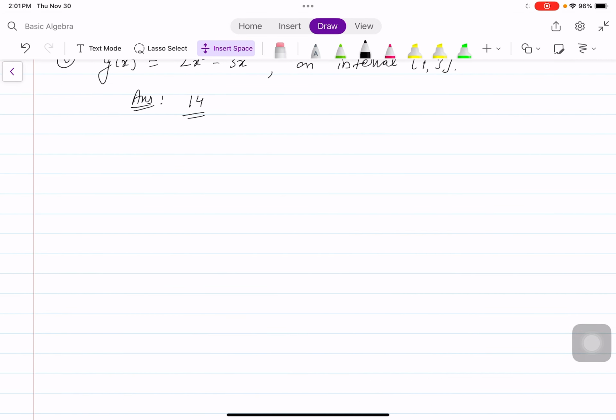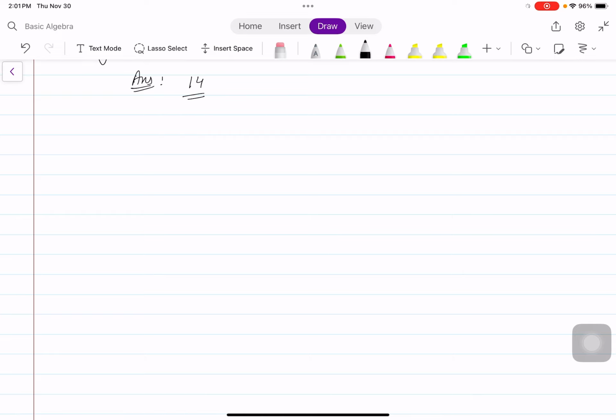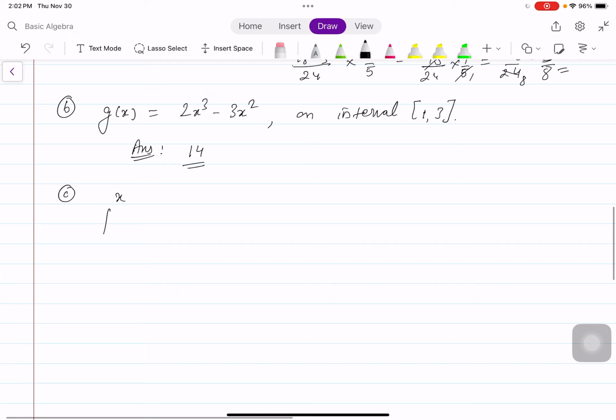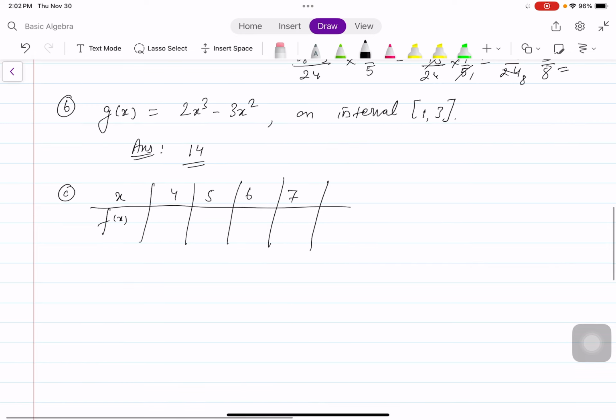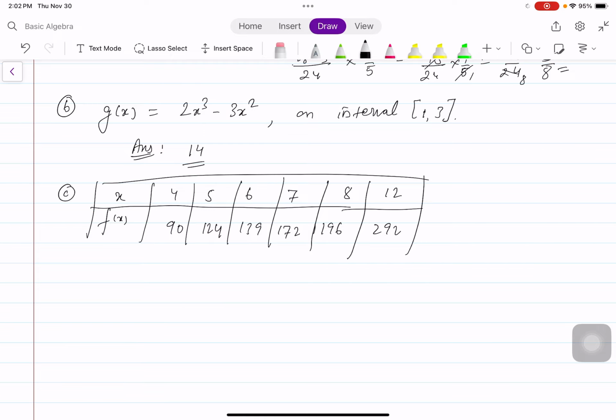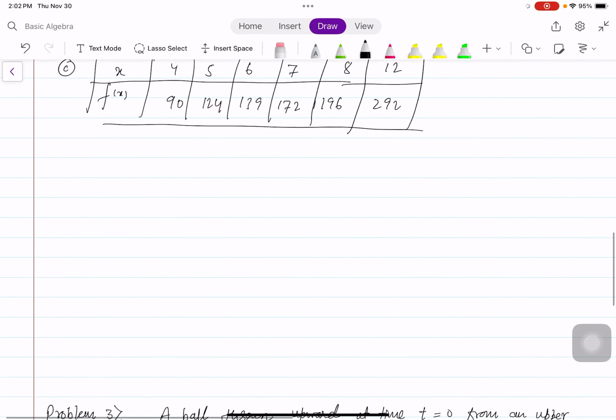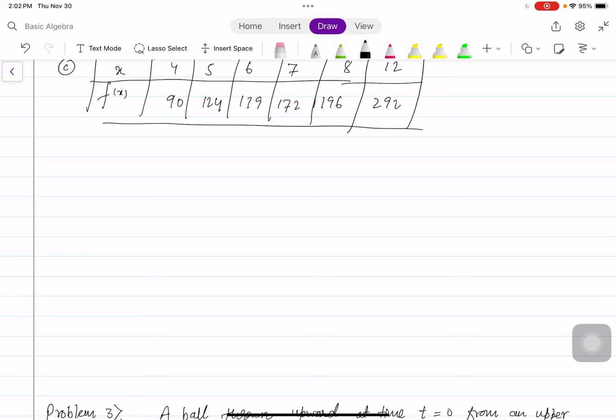Another type of problem I want to solve here is, what if the values are given in the form of a table? So say this is x, this is f of x, and say 4, 5, 6, 7, 8, 12, and this is 90, 124, 139, 172, 196, and say 292. So what I want to do here is find the rate of change of f of x on 5 comma 12.